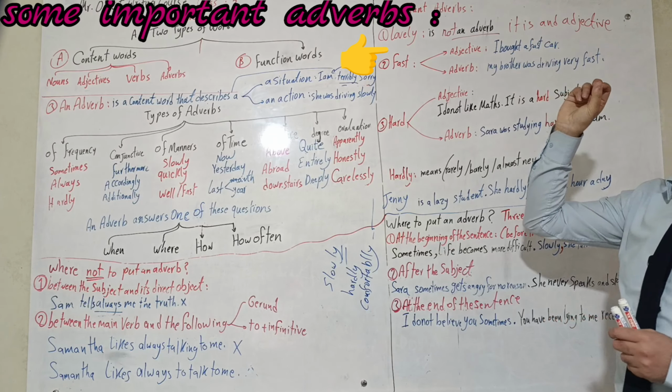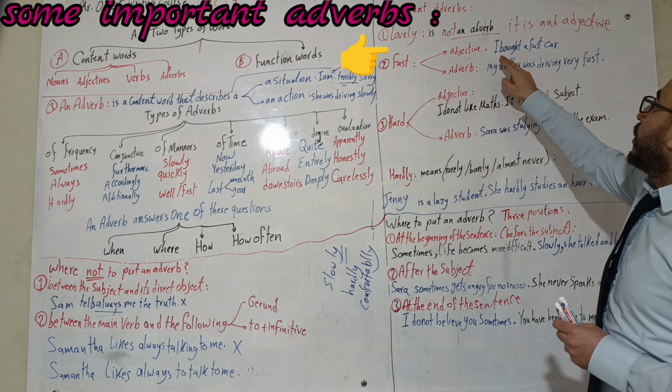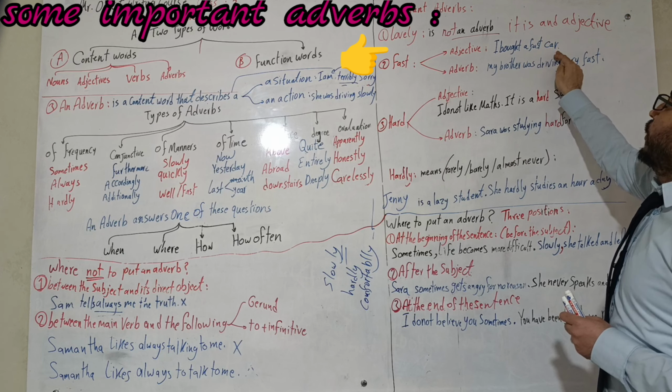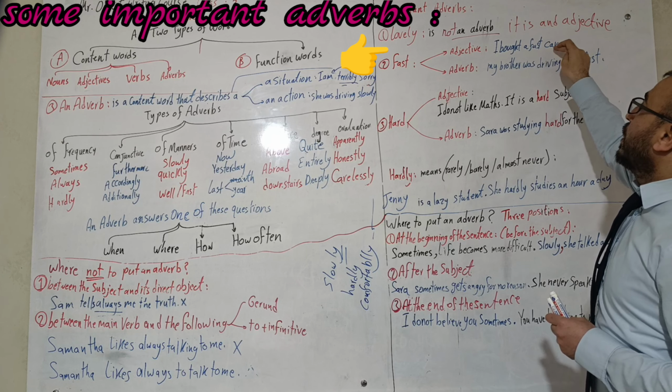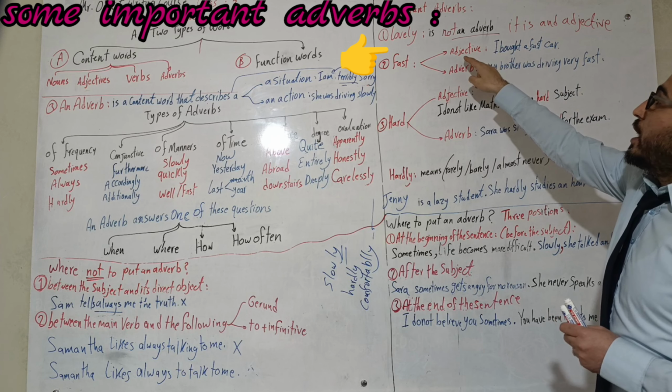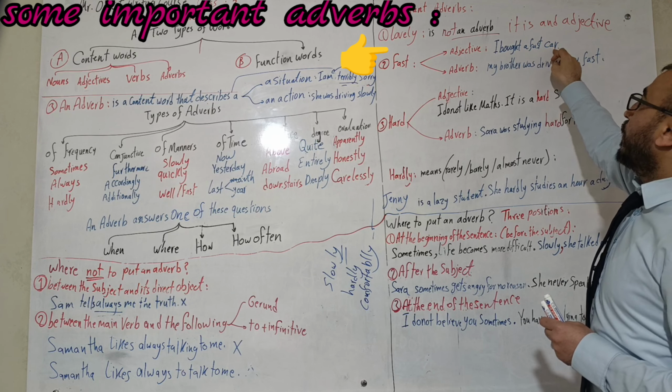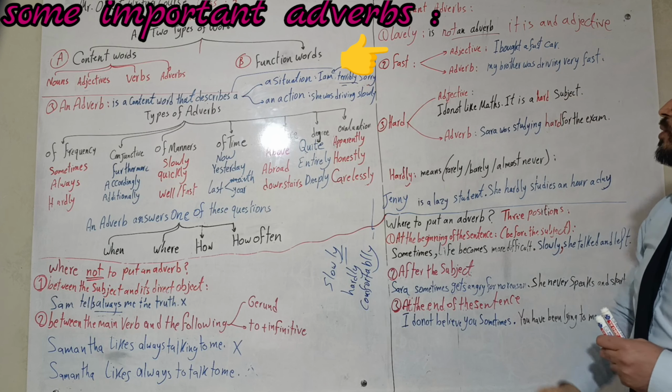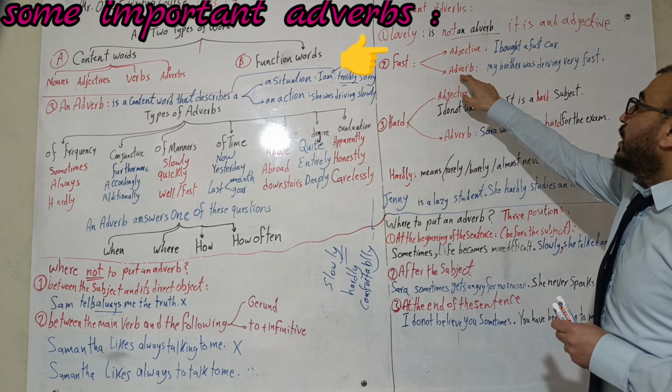As you know, an adjective describes a noun. Like here, I bought a fast car. So the word fast describes the car, which is a noun. That's why I understand that the word fast is an adjective and it's not an adverb.